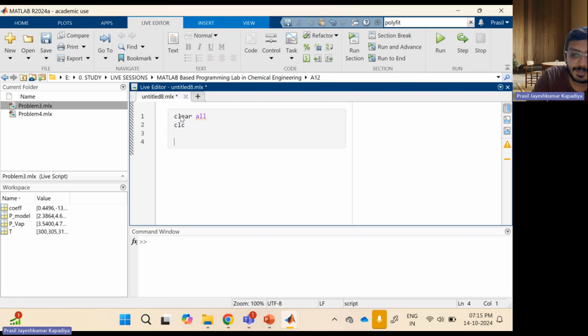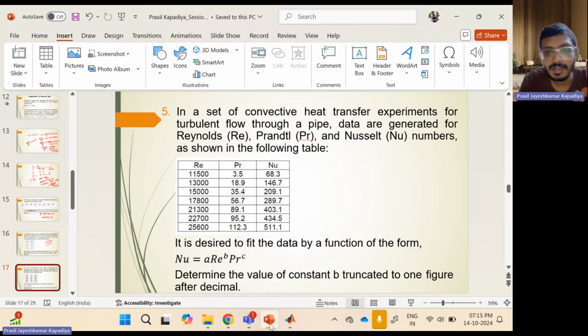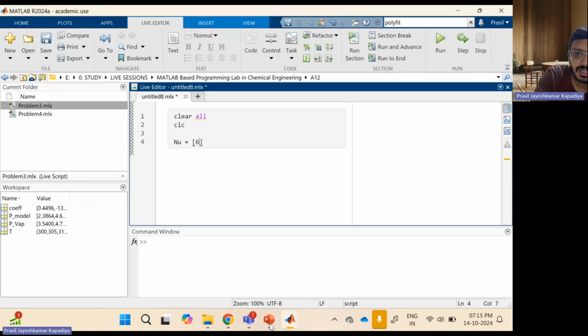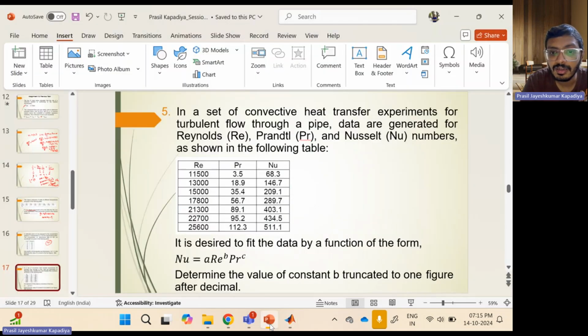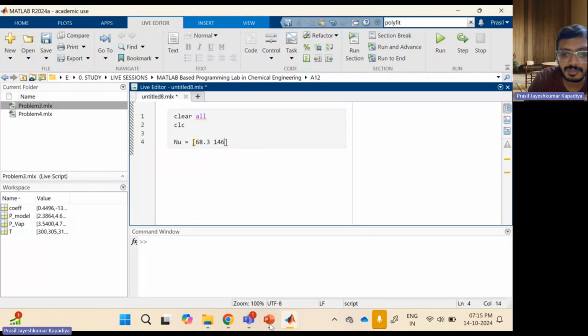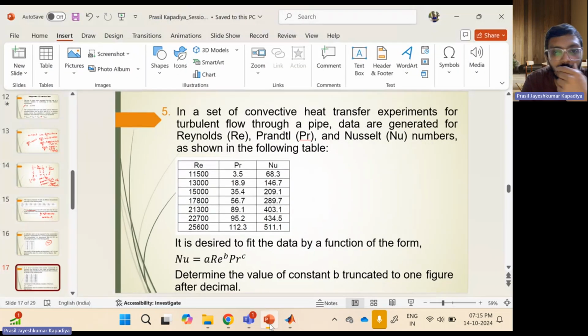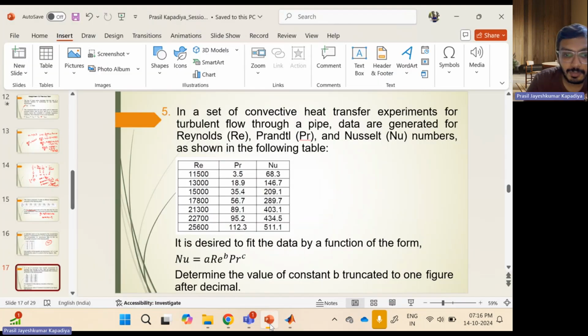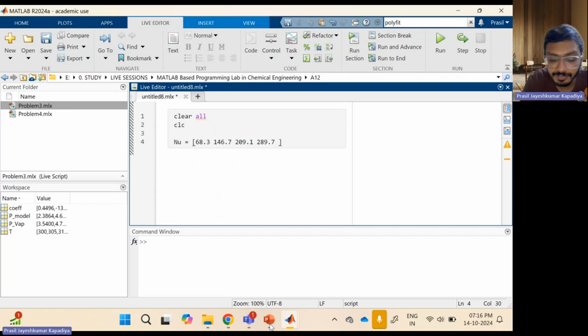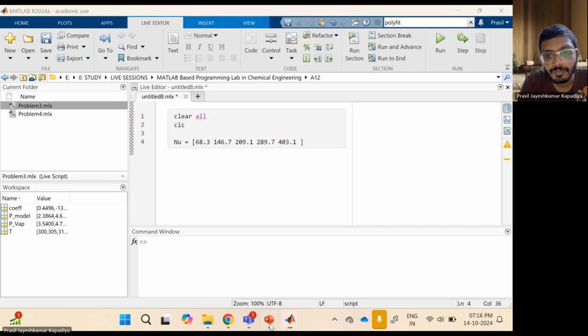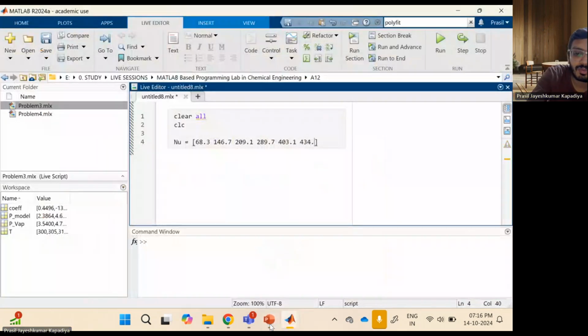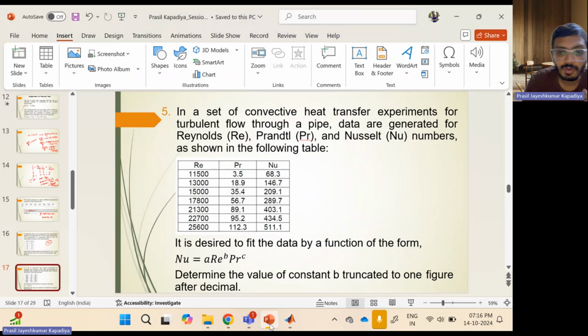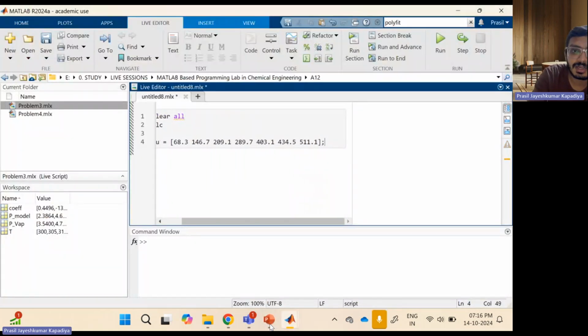So I'm given Nusselt number. Let's first add all the data. Nusselt number: 68.3, then 146.7, then 209.1, 289.7, then 403.1, 434.5, and 511.1. This is my Nusselt number data.